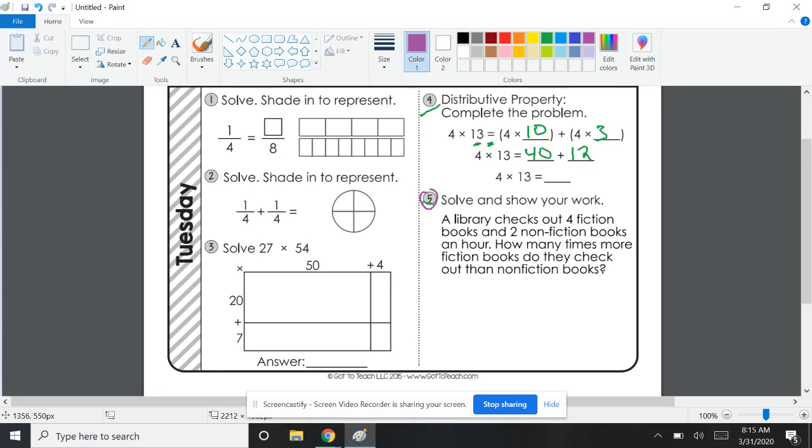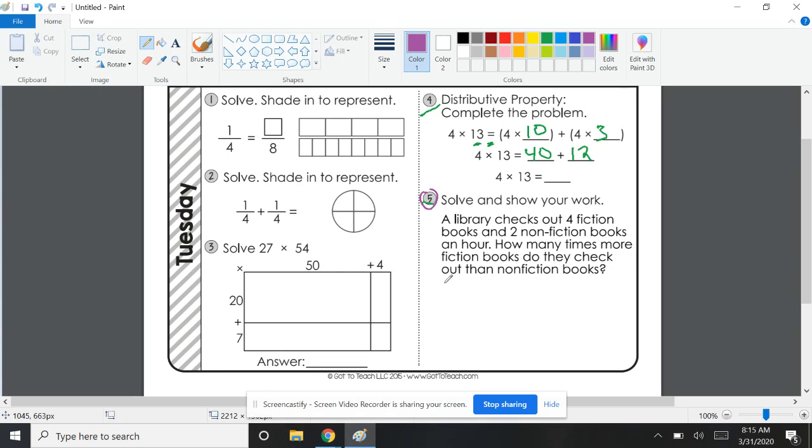So remember, just like we do in class, we have to make mind movies as we are reading the question and then figure out, do we need to draw a picture? Do we need to draw a model to solve this? So: a library checks out 4 fiction books and 2 nonfiction books an hour. How many times more fiction books do they check out than nonfiction books?